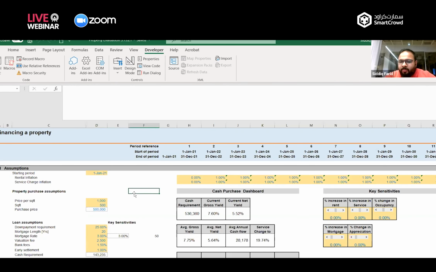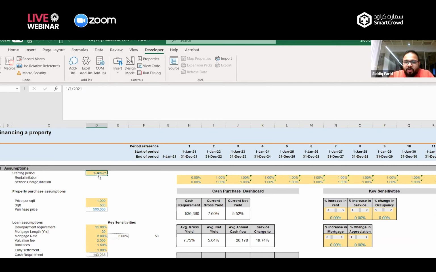So don't get overwhelmed by this. The idea here is to give you a tool that is robust enough and flexible enough for you to play around with, to get a sense of how to evaluate opportunities. You don't have to do any number crunching. You just have to put numbers in and try to understand what the numbers mean and what the results coming out are.